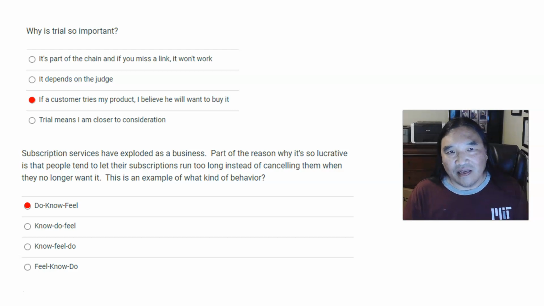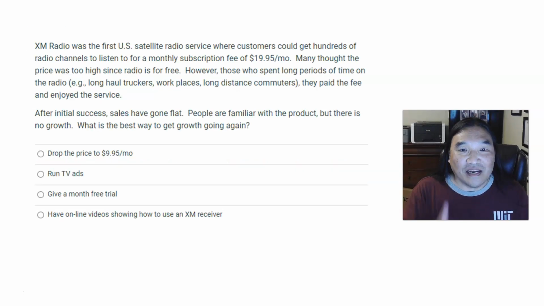And this is different than hedonists who do feel and know. I act, how do I feel? Or actually they feel first, then they do, and then they know. This is actually a true question. I actually knew the guys who were in charge of XM radio, and they asked me about XM radio, and I told them, you're too expensive.